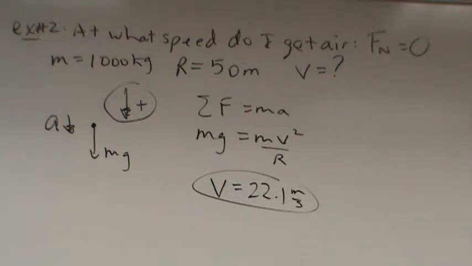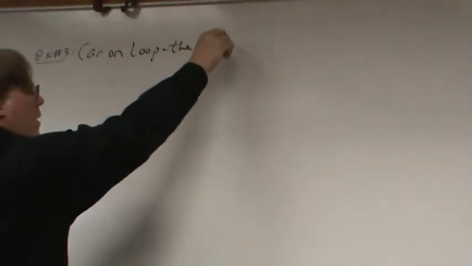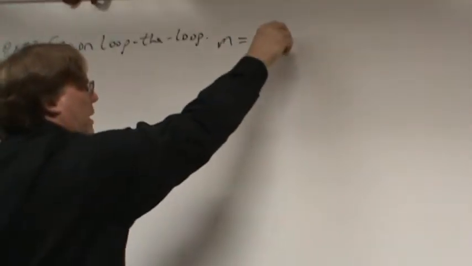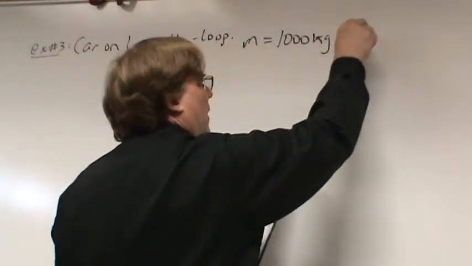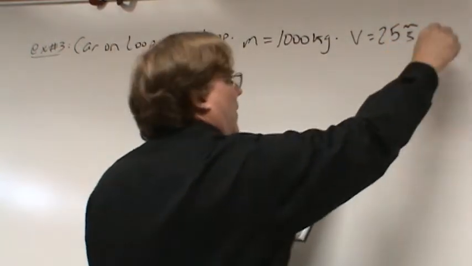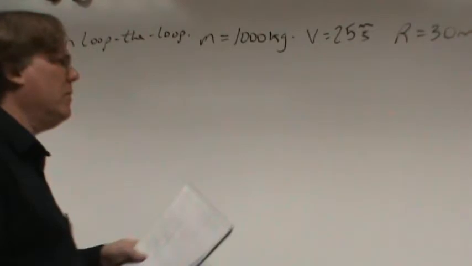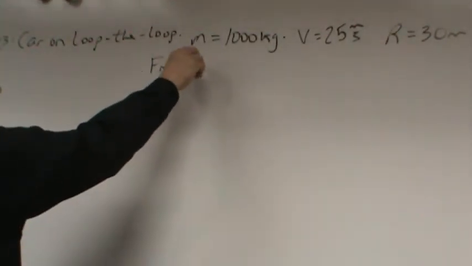Let's do the next one, a car on the loop the loop. You've got a car in the loop the loop, example number 3. The mass of the car is 1,000 kilograms. You are pressing on the accelerator to maintain a constant speed of 25 meters per second during the whole trip. The radius of the loop is 30 meters. And I want to know what the normal force on the car at the top of the loop is.